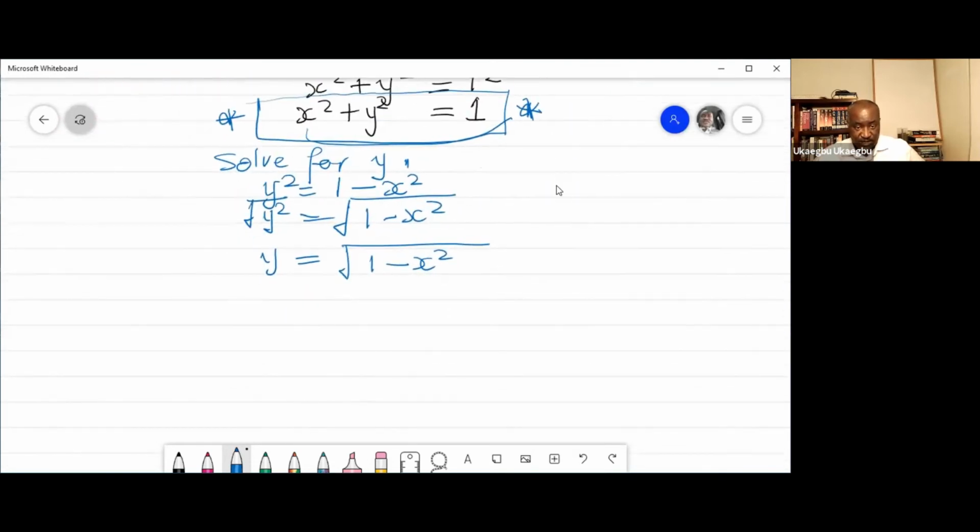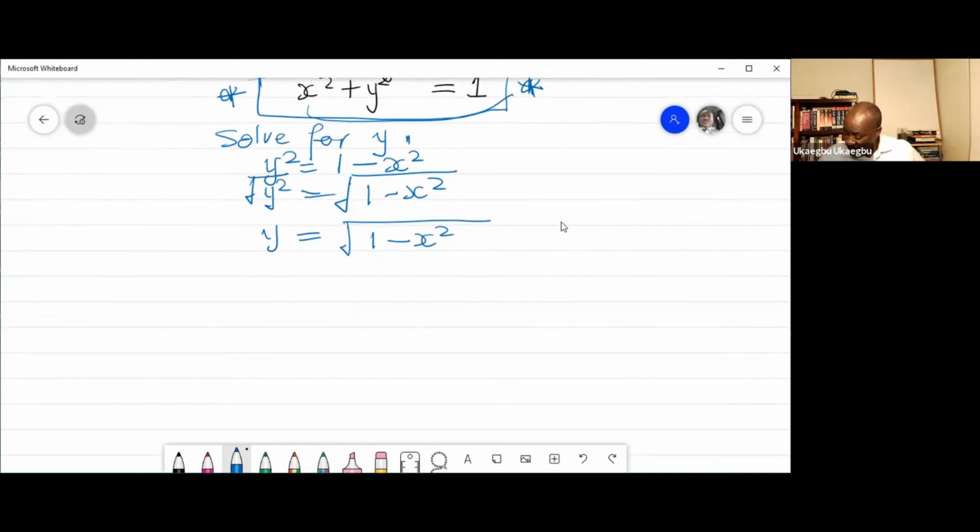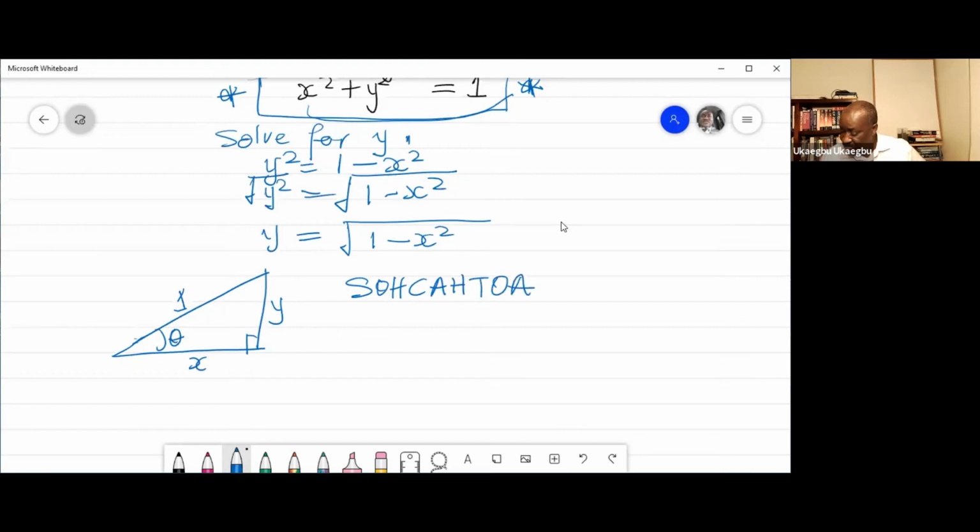I don't mind redrawing the diagram so that I can see it very clearly, and you can do as well. So we have y, we have x, we have theta here, we have 1 here. Now remember your SOHCAHTOA. I told you before, everything in trig basically starts from SOHCAHTOA before you start expanding to other areas. So now, using this SOHCAHTOA, let's define the sides.